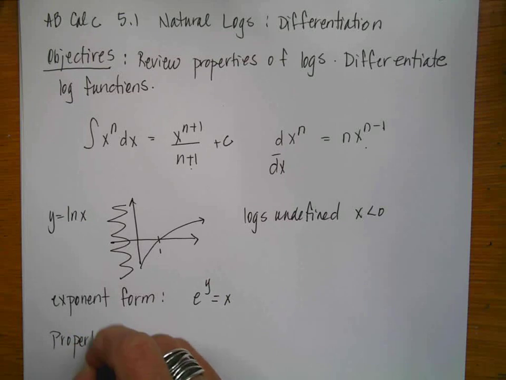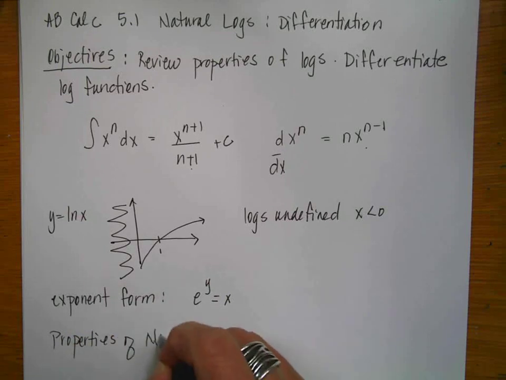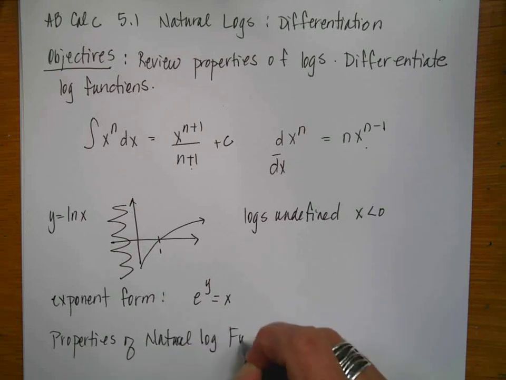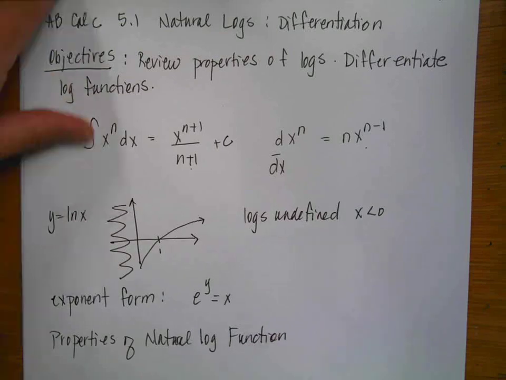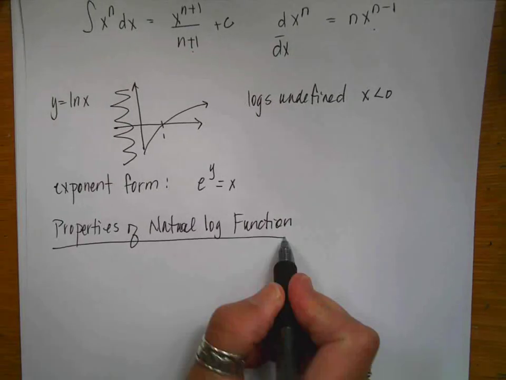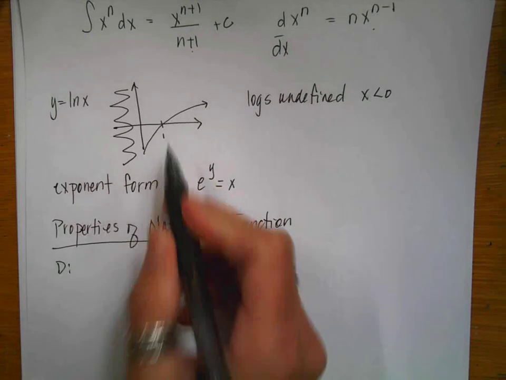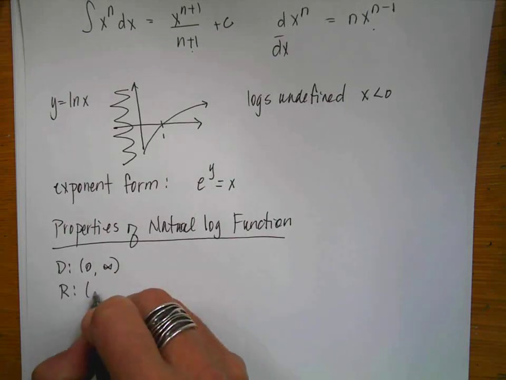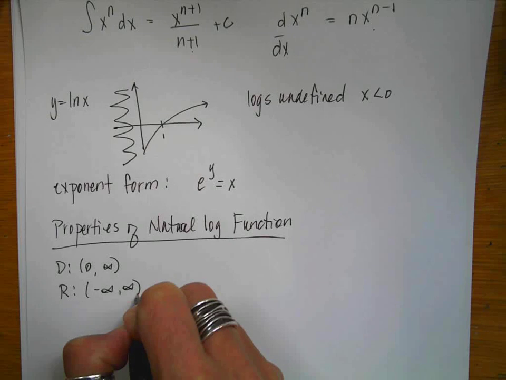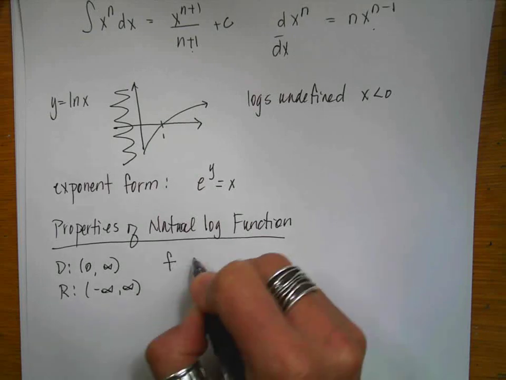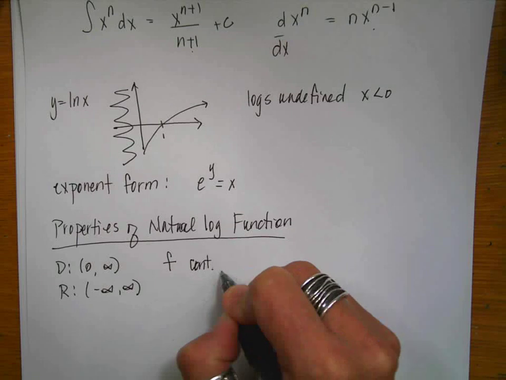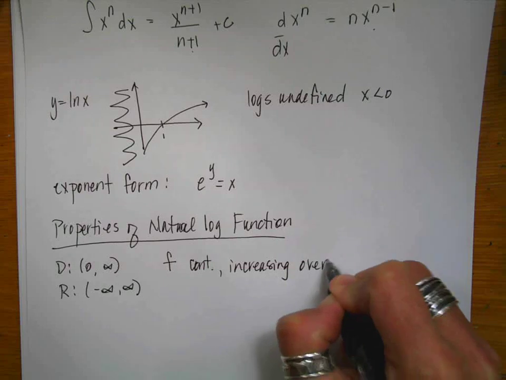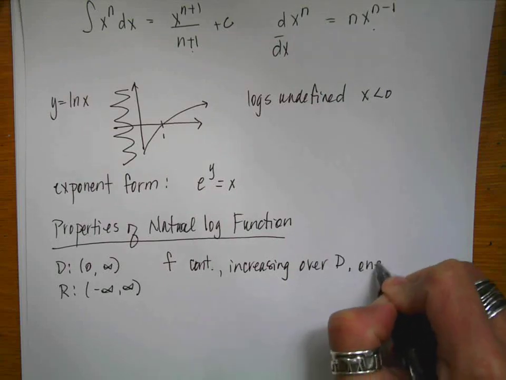So let's talk about some properties of our natural log function. Okay, so if we look at the properties of the natural log function, the domain of this function is from 0 to infinity. The range is going to be all real numbers, so negative infinity to positive infinity. We know that f is going to be continuous. It is increasing over its domain. And then we know that it's 1 to 1.